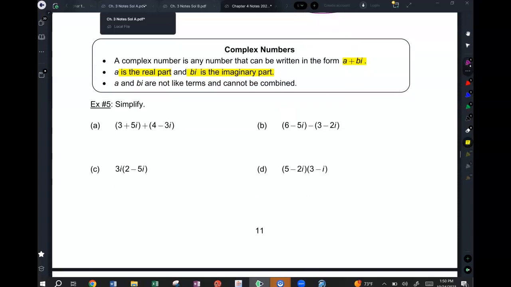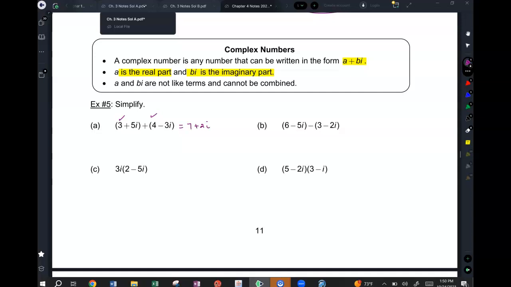Let's simplify these. You add and subtract these just like any other variable. So 3 plus 5i plus 4 minus 3i. The 3 and the 4 give you 7. 5i minus 3i is plus 2i.